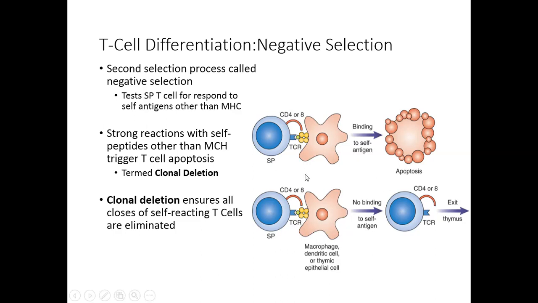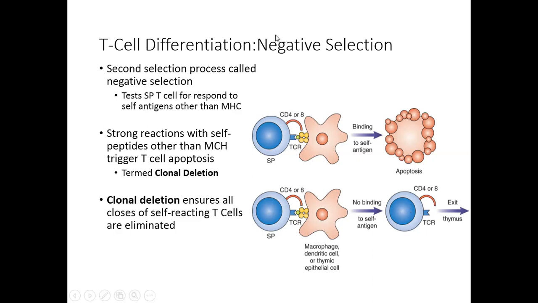So if we have a strong reaction, binding to a self-antigen other than MHC, remember it's always other than MHC in this example of negative selection, what happens? Cell death. Binding to self-antigen is a bad thing. Kill the cell. If the single positive cell does not bind to self-antigen, and this antigen presenting cell can present a self-antigen here, the T cell sees it but doesn't bind to it, and kind of walks away. No binding occurs. That T cell is allowed to exit the thymus and mature.